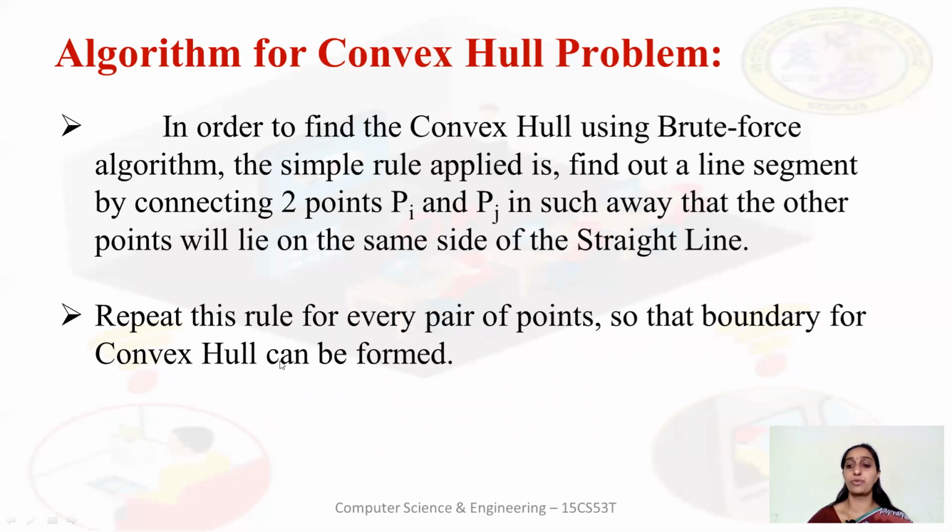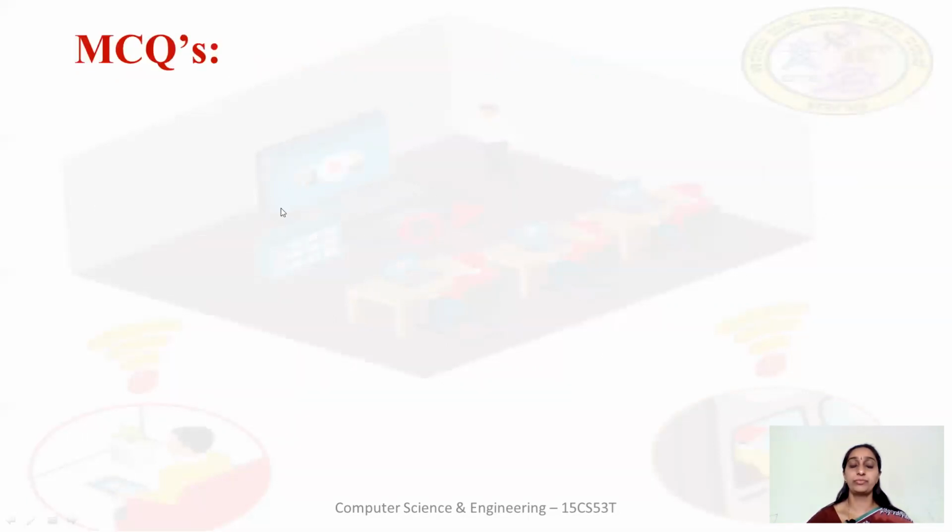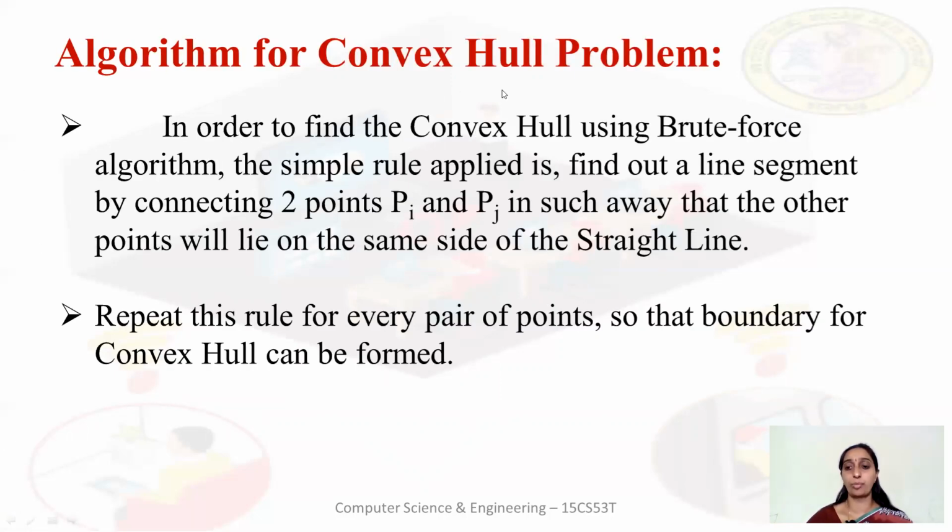We need to repeat the process for all other points in such a way that it forms the boundary of the convex polygon. In this way we need to keep drawing line segments between the points, so that the outer line, the boundary of our polygon, gets constructed. So we need to repeat the process of drawing the line segment between any 2 points. This is our algorithm for the convex hull problem.